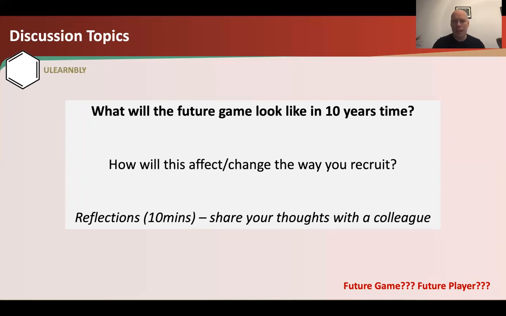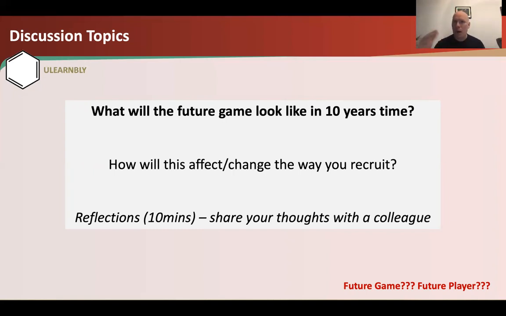Okay. And how do we think this will affect or change how you recruit currently, how you recruit, retain, and regain? It's that phrase that we use right at the start. So what will the future game look like in 10 years or more? And how will this affect or change the way you recruit moving forward? Another task for you, 10 minutes minimum reflection, and really think about this. And some of you, people have used the platform already, have come back and gone, I still need to know more. We're still thinking about this now.